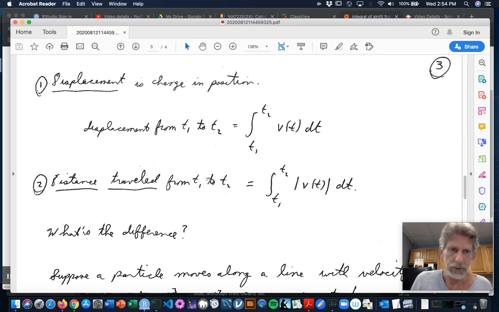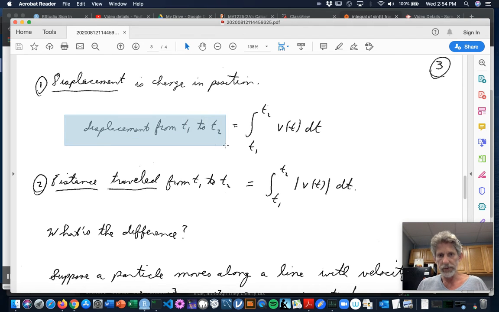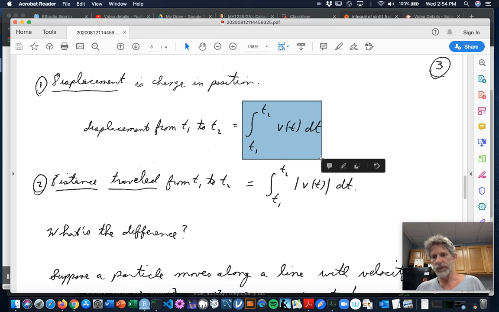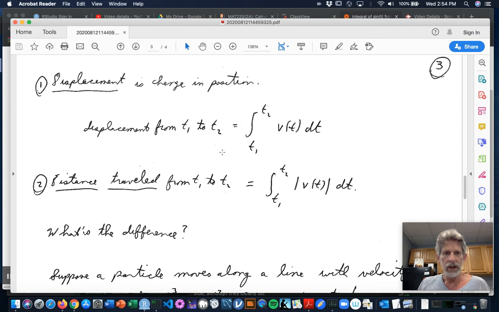Hey, here's another problem. So we know that displacement is change in position. Velocity is rate of change of displacement. And so we know that displacement from time t1 to time t2 is this definite integral of velocity. Displacement is different from distance, okay? Displacement is change of position. Distance is how far you really had to go as you possibly wind around.